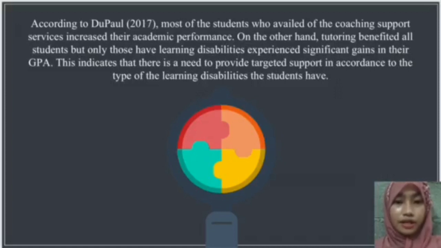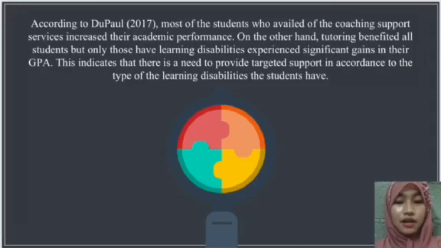Moving forward, the effect of these support services on students' grade point average, or GPA, was investigated to know if students with learning disabilities and ADHD will benefit from academic support services such as advising, coaching, and tutoring. They looked at the usage of the support services, the number of hours spent in these services over a 5-year period, and whether it has an effect on their grades.